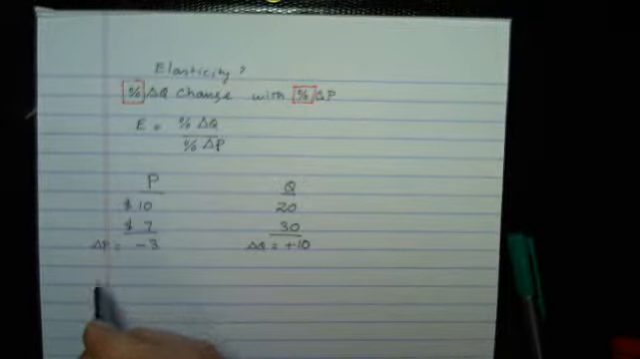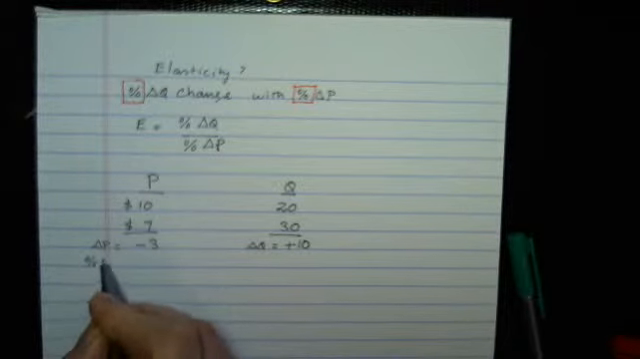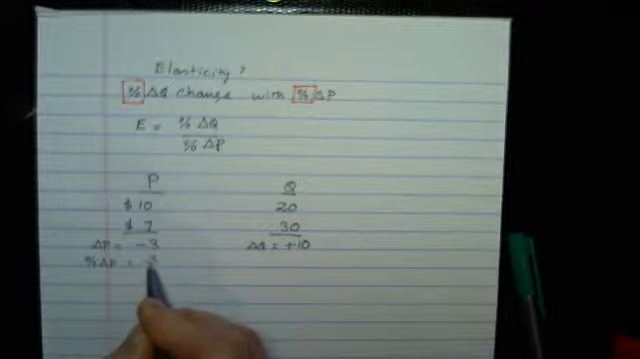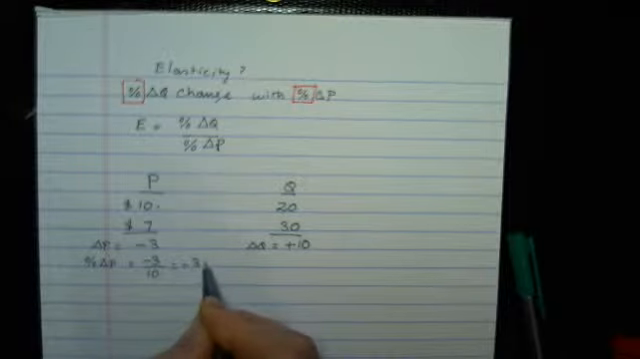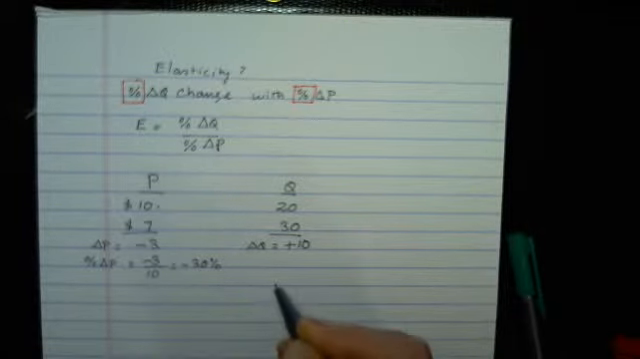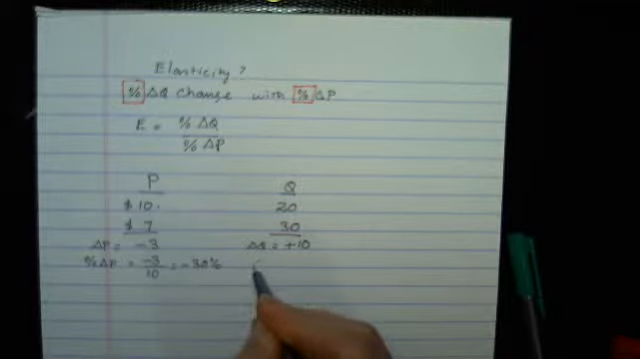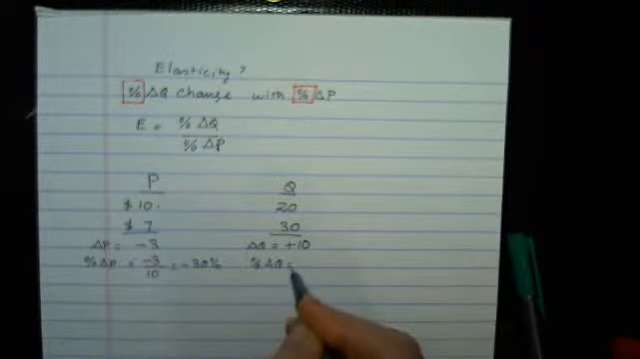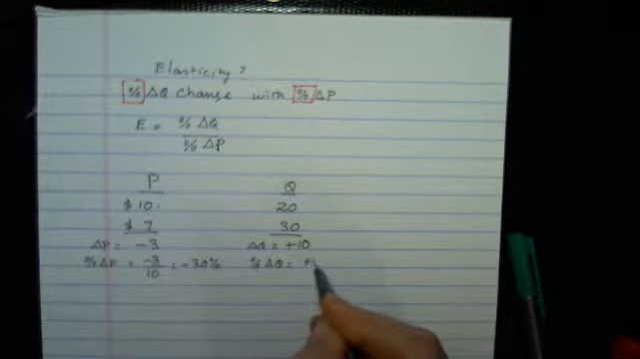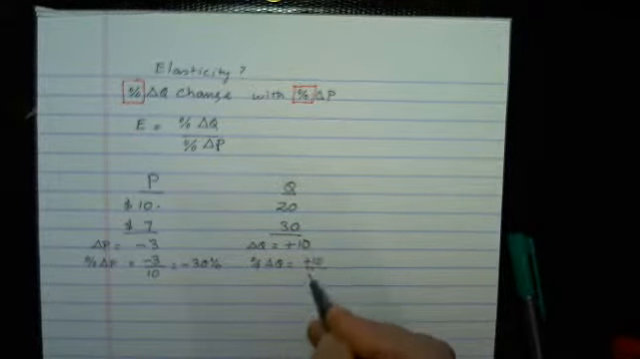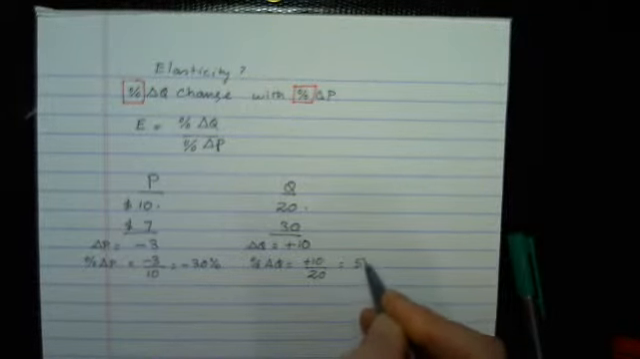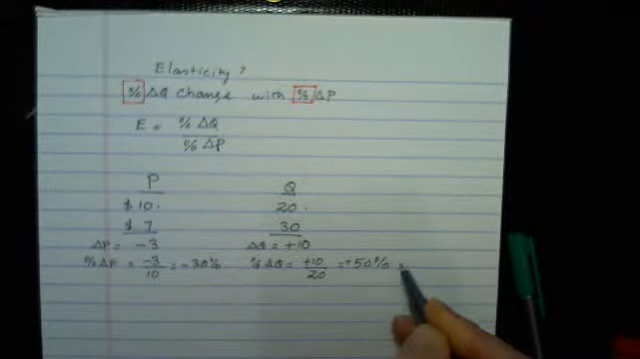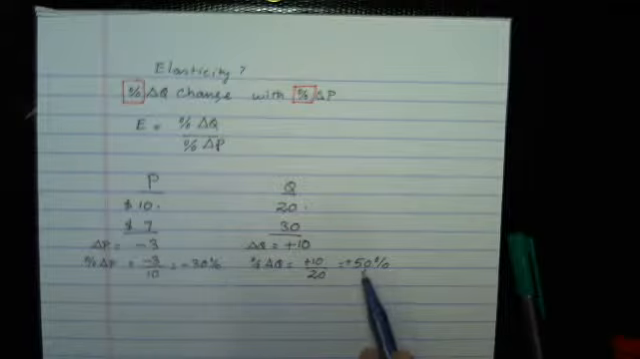But we measure elasticity in terms of percentage changes. So what is the percent change in price? It's a $3 drop from a $10 starting point, so that's about a minus 30% price change. A 30% drop in price will result in how many percent change in quantity demanded? Well, that would increase about 10 units of apples from a starting point of 20 units. So that's 10 divided by 20, about plus 50%. So in the case of demand, a 30% drop in price will increase the quantity demanded by 50%.